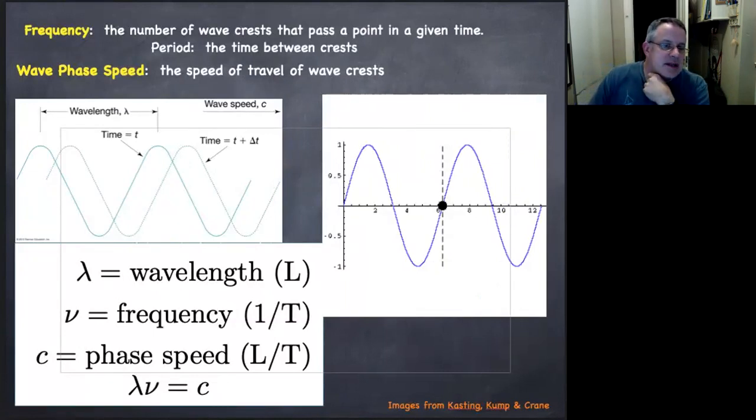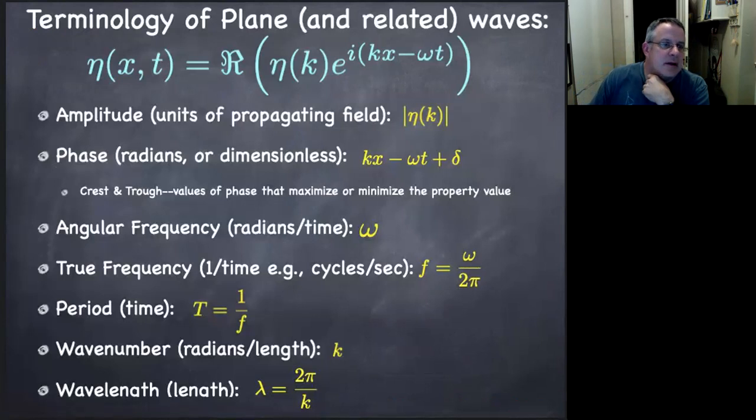We've already talked about this. So we talked about amplitude, phase, angular frequency, the true or real frequency, the period, the wave number, and wavelength. These are the kind of features that you're going to want to be thinking about as we go through these waves. Most importantly, maybe, the dispersion relation is the relationship that we're going to talk about most often.